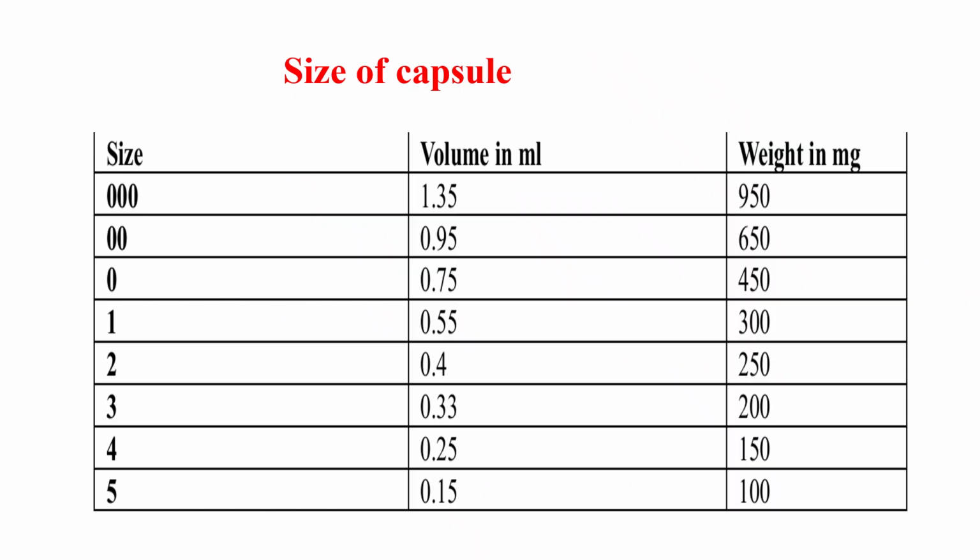Now we'll discuss the different sizes of capsule. Capsules are of different sizes. It may be larger size or smaller size. Based on that, mainly 000, 00, 0, 1, 2, 3, 4, 5. Like 8 different sizes of capsules are there. 000 has the highest or largest size of capsule, and 5 will have the smallest.